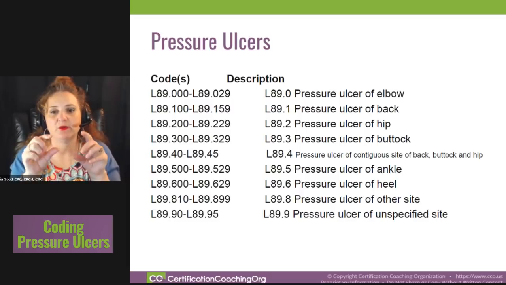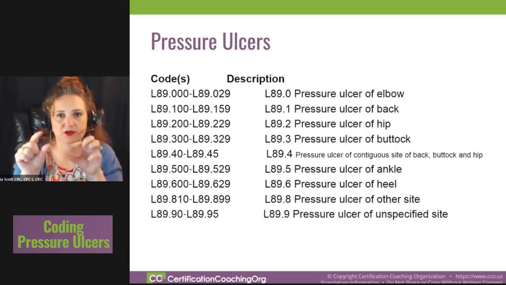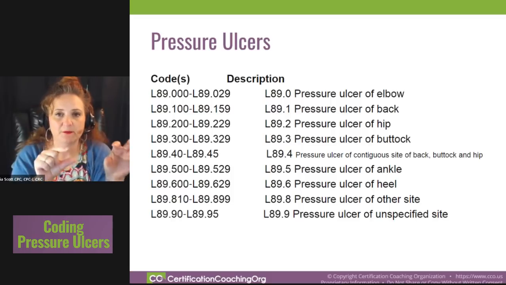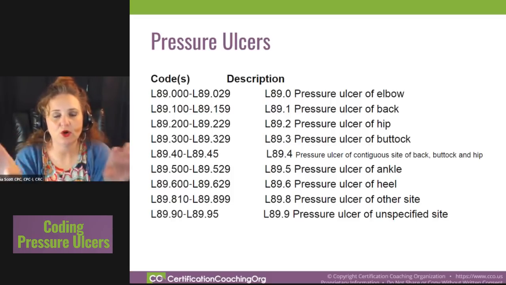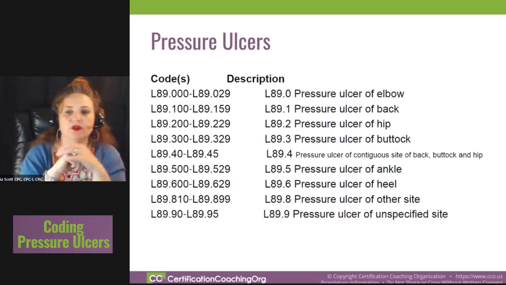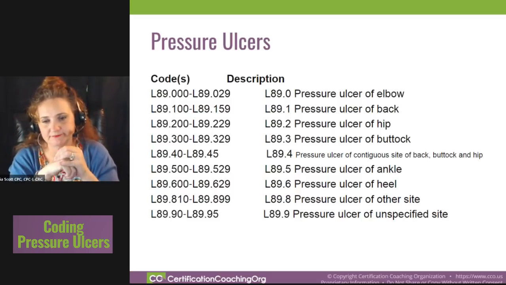So what if you have a pressure ulcer that's on the hip and the buttock? What are we going to do? Are we going to code for the hip and the buttock? No, you've got a code 0.4 that says if it is on the back, buttock, and hip, all right there, we can code that together. Okay.